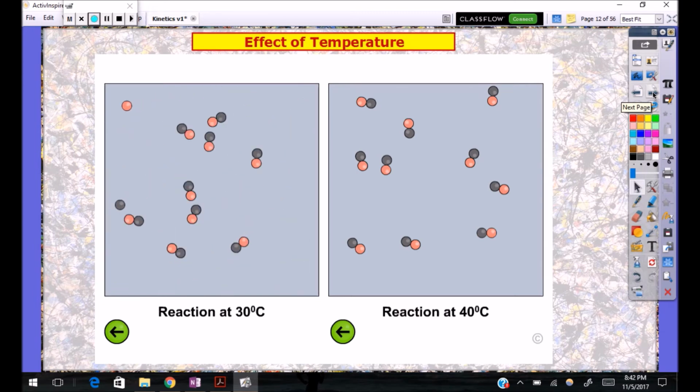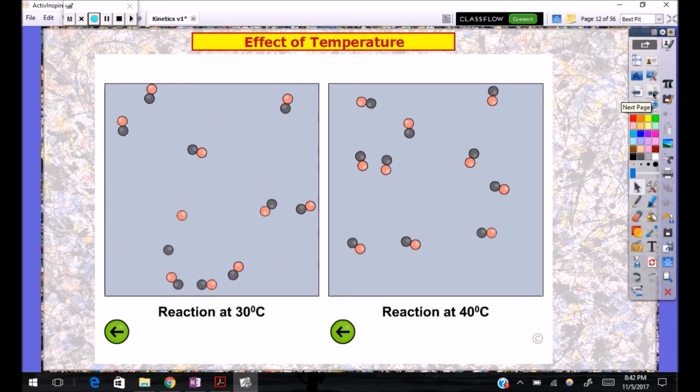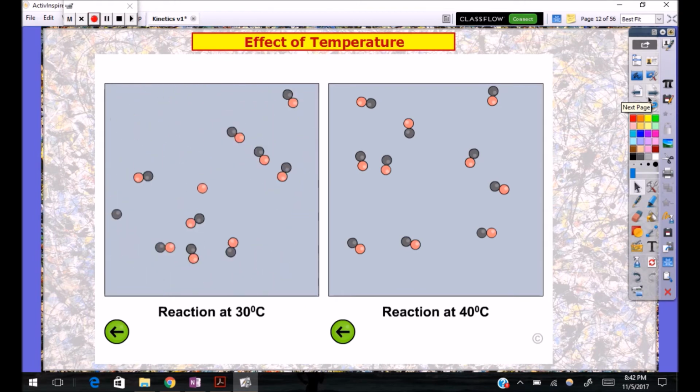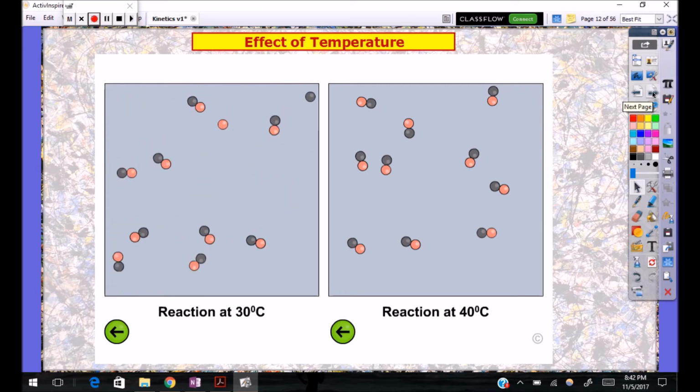Man, I've never seen it go this long before. Wait. Oh, what? It just hit again. What? Okay. I don't know if they're actually going to react at this point. Anyway, you get the gist.